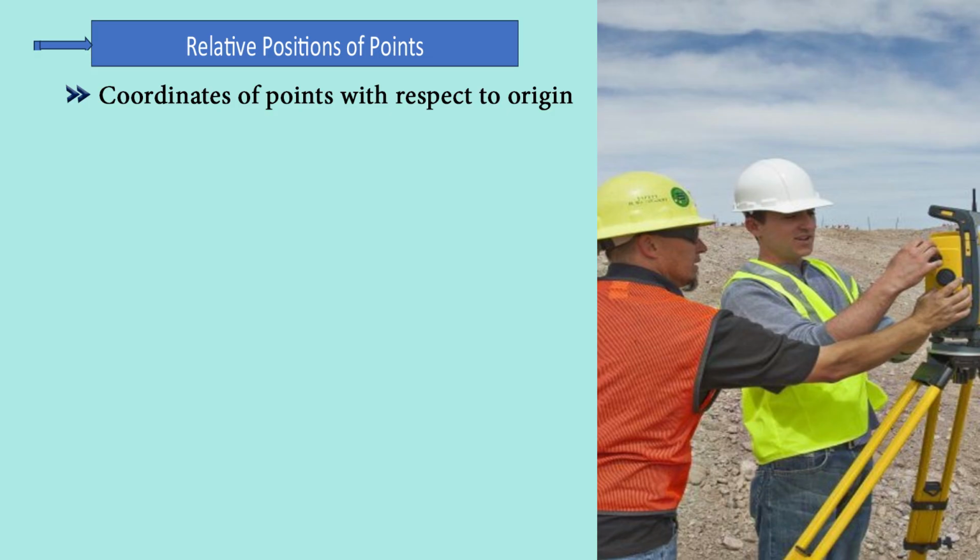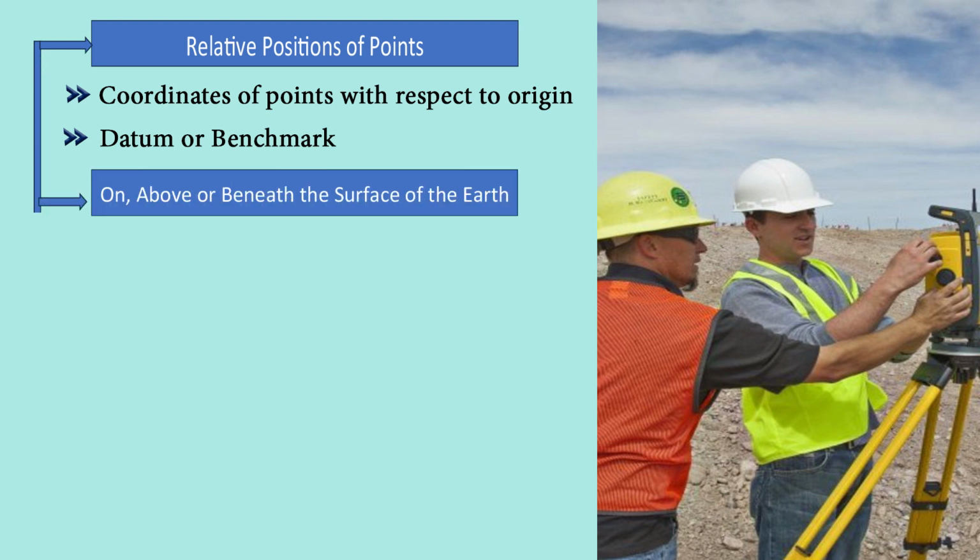Similarly, in surveying, the positions of some reference points are fixed and the locations of the rest of the points are calculated with respect to them. Reference points are also known as datum or benchmark. Now, we will discuss the second term of the definition.